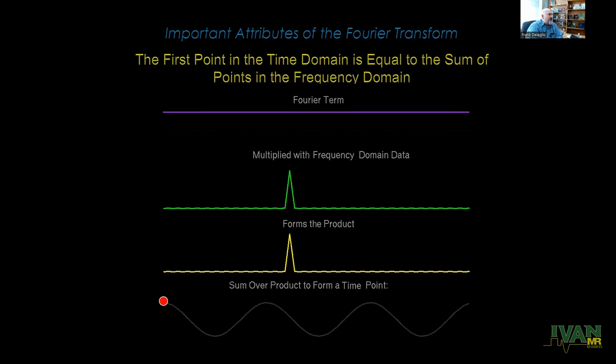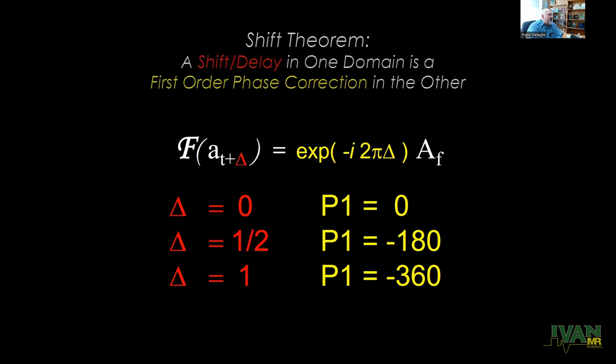And we've seen this in our previous lectures where we talk about the mechanism of the Fourier transform. Another side effect of Fourier math is that a shift in one dimension corresponds to multiplying the other dimension by a complex exponential. That's the phase, how the phase correction is applied. And when this delay is zero, it means that the first order phase correction is zero.